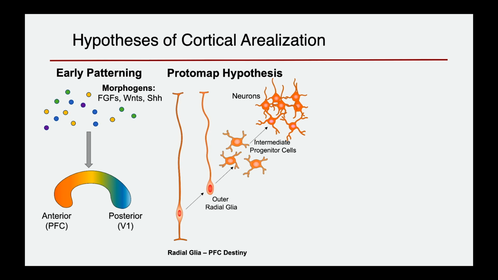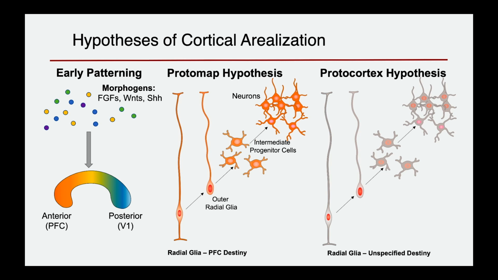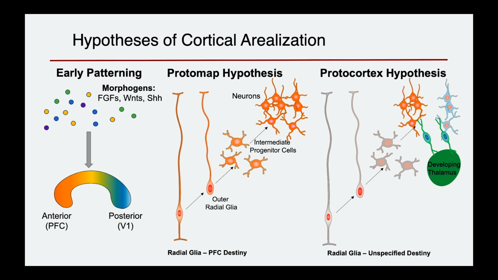One hypothesis is the protomap hypothesis, which suggests that radial glia are already predestined to a specific area. For example, in this schematic, they know that they're going to make cells of the prefrontal cortex, and so they give rise to cell types through the differentiation trajectory that generate the prefrontal cortex. The kind of extreme opposite hypothesis is the protocortex hypothesis, that in general, radial glia and the cell types that emerge from them are undetermined. They don't know what they're going to be until they have insight from outside signals, such as the thalamus, which provides sensory input and then ultimately can specify this identity.